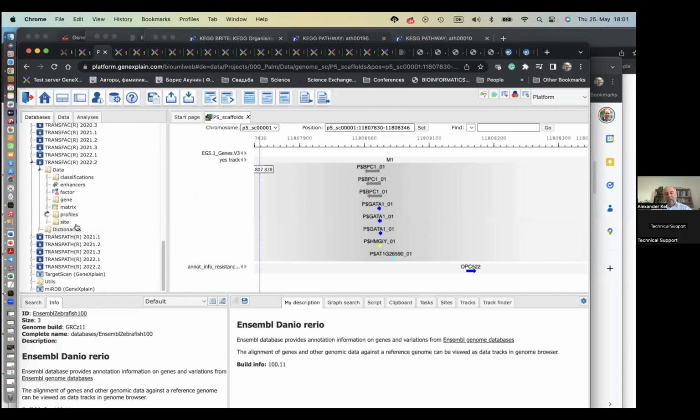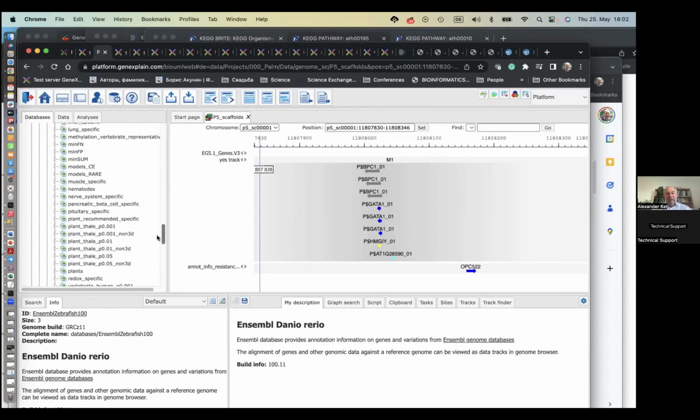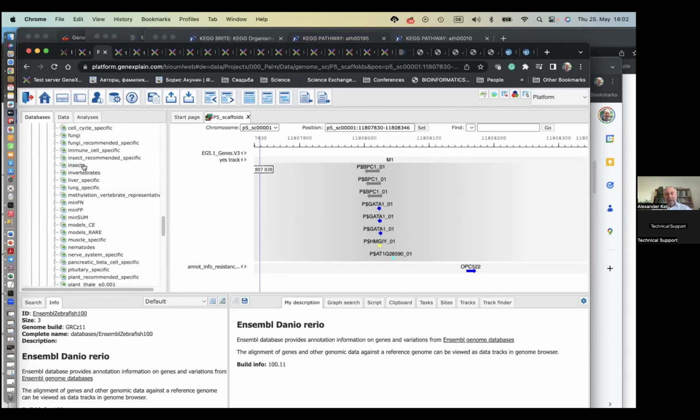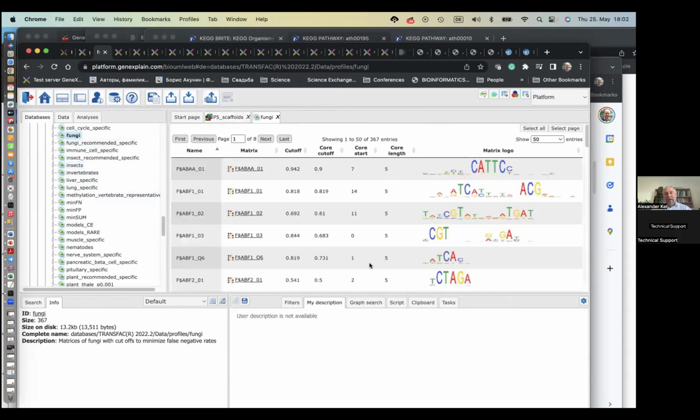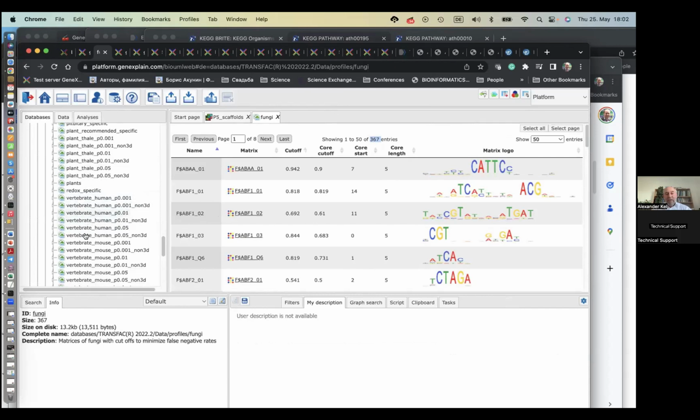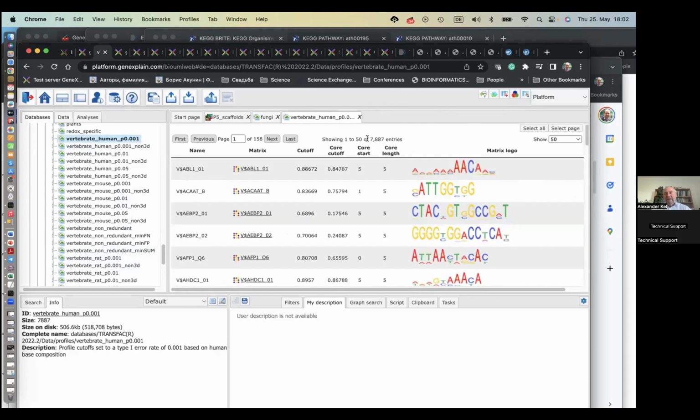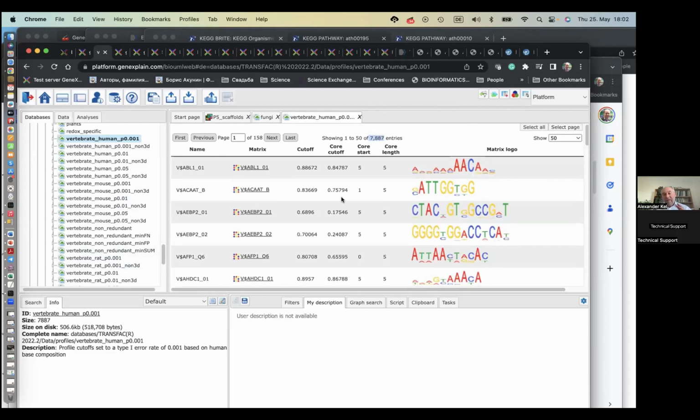If you look at the profile section of the database, you have a number of profiles, and for some people it can be too many and not easy to select which one to use. First of all, as I mentioned today, there are profiles which contain matrices from different big classes of organisms, like insects or fungi. If you click, you see these profiles of 367 matrices from fungi, from different classes. And from vertebrates, we have one of the biggest collections. For instance, here you have 7,800 matrices, and all of them can be applied to analyze, for instance, the human genome.